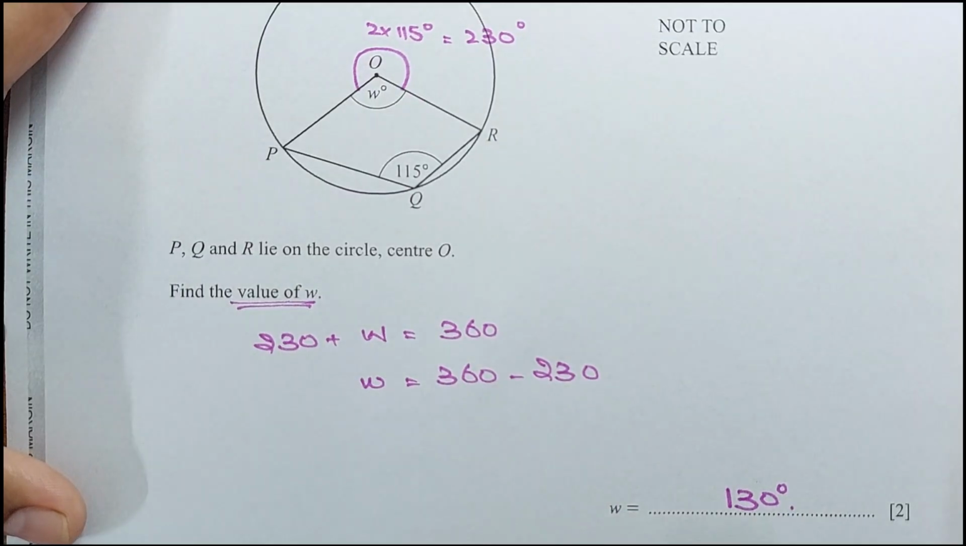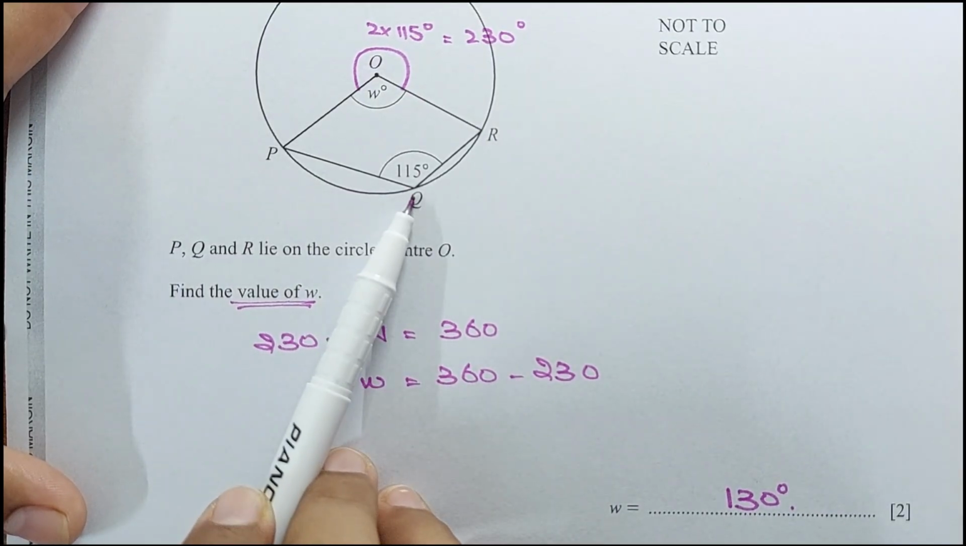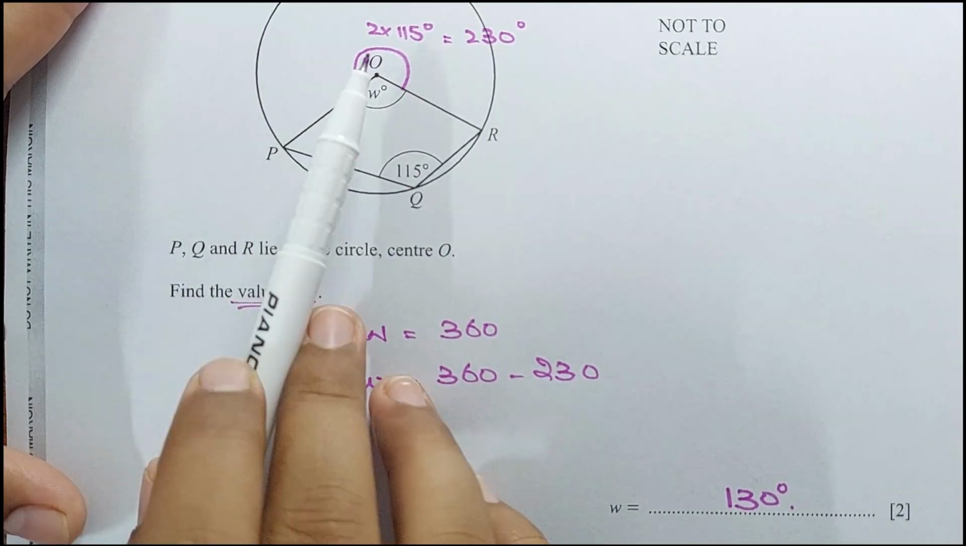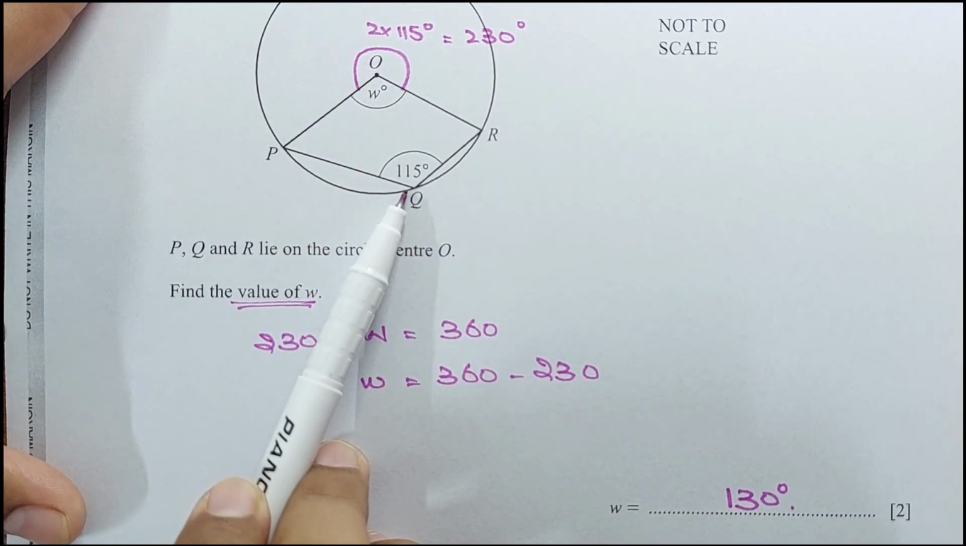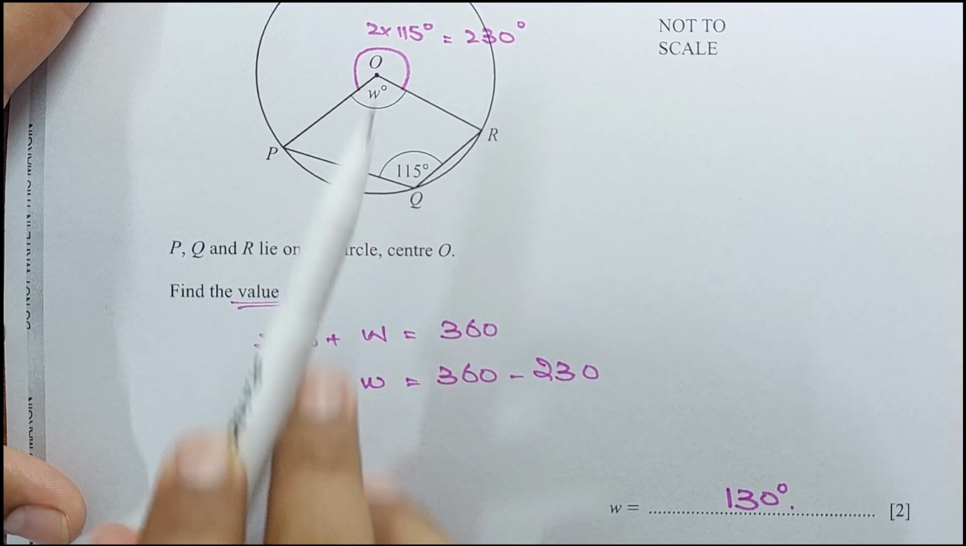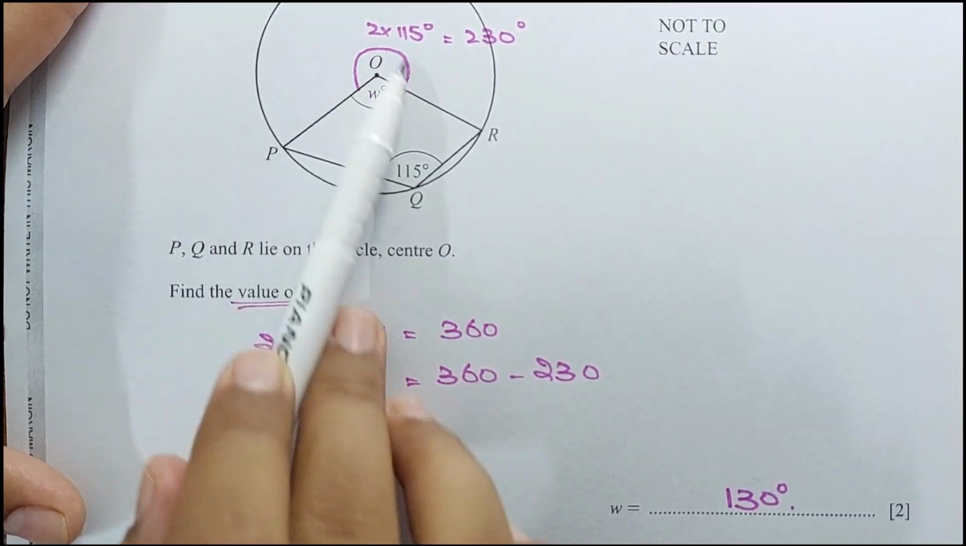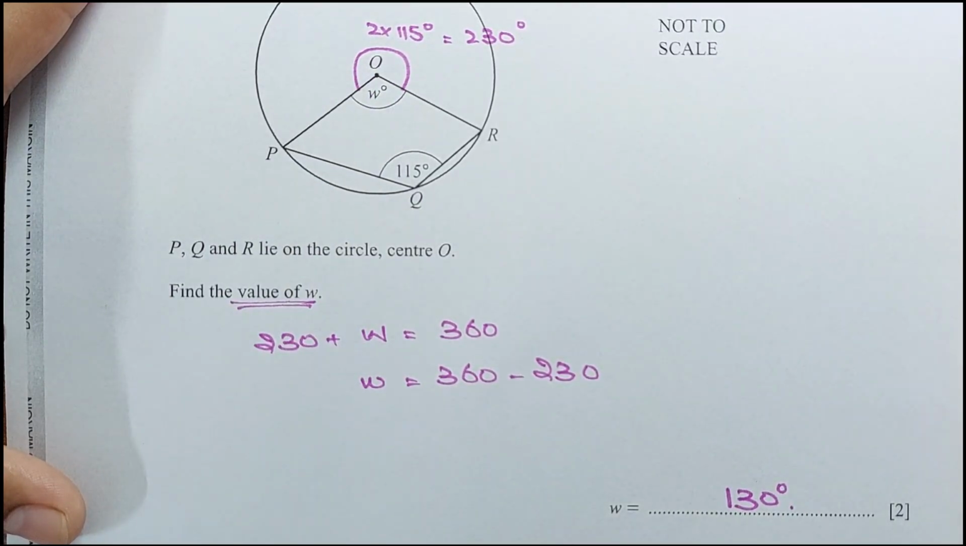So two concepts I'm using over here. The first concept is the angle at the center is twice the angle at the circumference, but the restriction is they are both subtended by the same arc. And the second concept is angles at a point add up to 360.